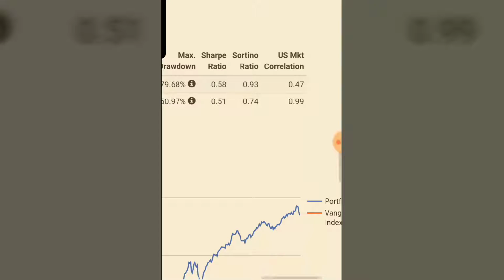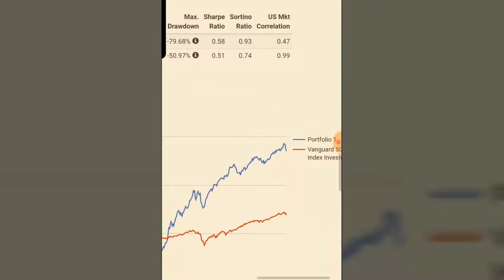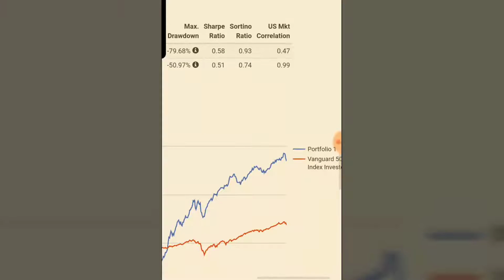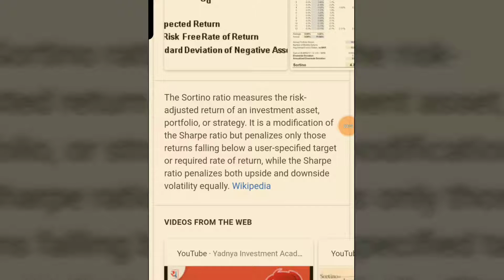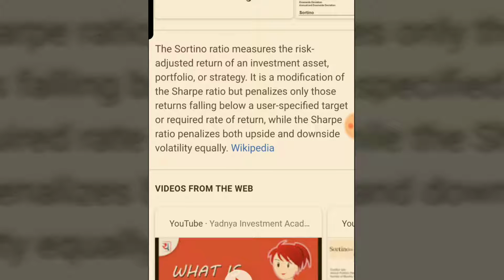And when you look at the Sharpe ratio and the Sortino ratio, it's also less volatile than the S&P 500 when you compare it to the upside. The Sortino ratio measures the risk-adjusted return of an investment asset, portfolio, or strategy. It is a modification of the Sharpe ratio, but penalizes only those returns falling below a user-specified target or required rate of return, while the Sharpe ratio penalizes both upside and downside volatility equally.